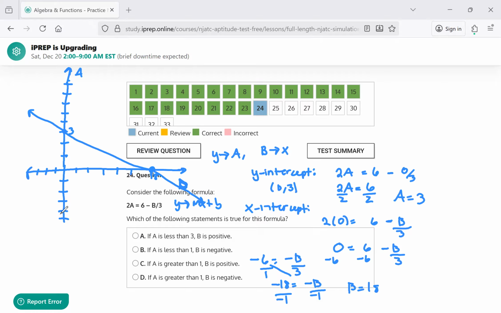And then let's test each one. If A is less than 3, so A is your y value, less than 3, then B is positive. Not always, because if you go from negative 1, the B value will now become negative. So that can't always be true. What about B? If A is less than 1, let's locate 1, 2, 1. So that means 0 and below. So if A is less than 1, B is negative. Yes.